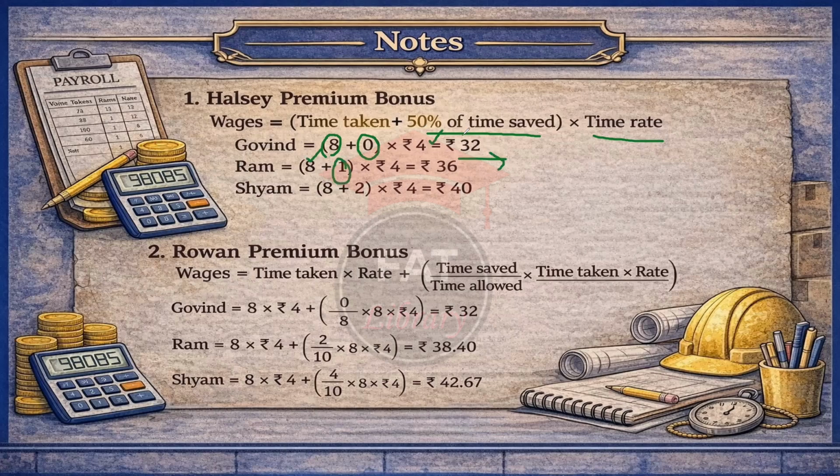What is this plus 1? That is 50% of time saved. So Ram is saving 2 hours. 50% of this will be 1 hour. Okay. So 8 plus 1 multiplied by 4 rupees. So it comes to 36.